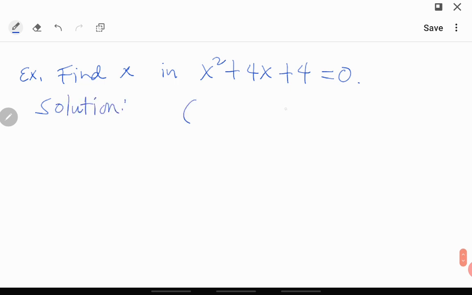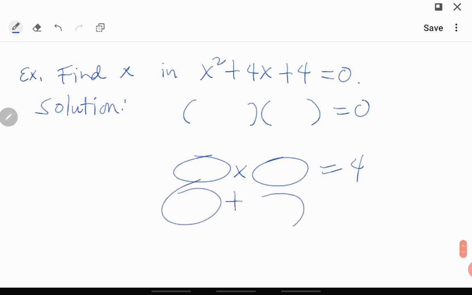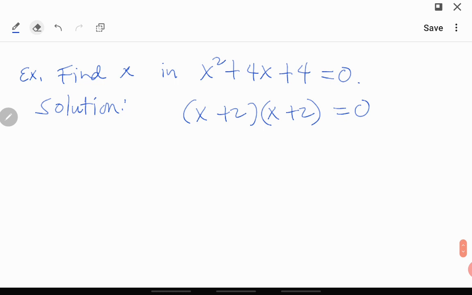okay, kunin natin yung factors ng x squared plus 4x plus 4. Ano yung dalawang number na pag in-multiply mo, magiging 4? Okay? Ano yung dalawang number na when you multiply together, you will get 4, and when you add them, you will get 4 also. First of all, x and x yan. Ano yung dalawang number niyan? 2 and 2. Okay? 2 times 2 is 4 and also 2 plus 2 is 4. So, positive 2 and positive 2. So, yan yung dalawang factors natin: x plus 2 at saka x plus 2.